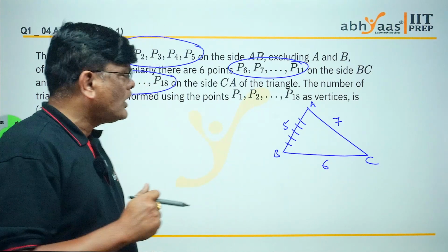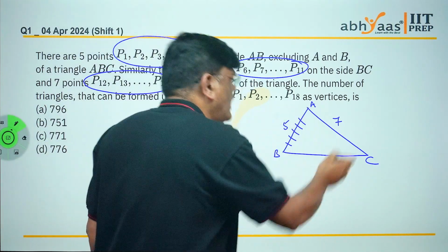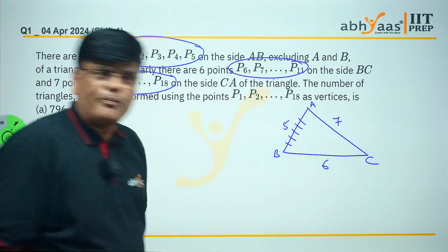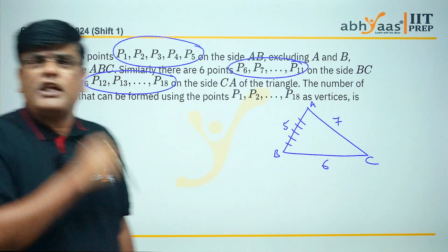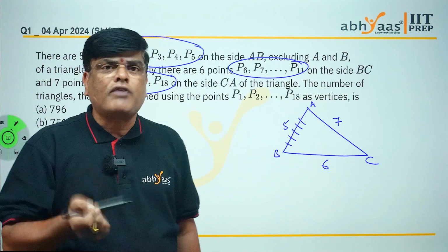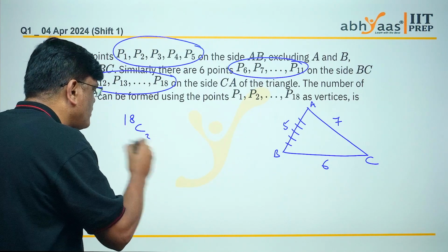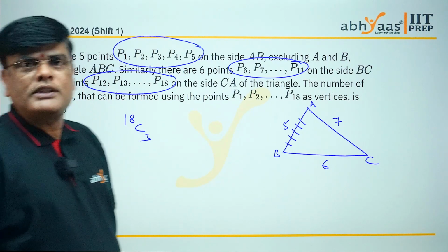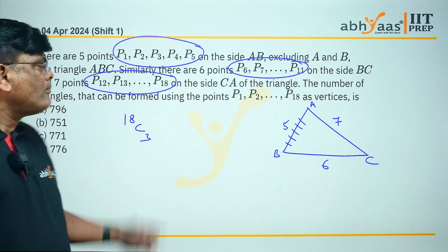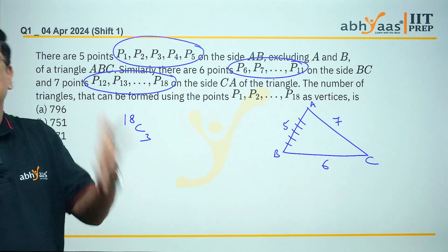Is it right? That means we have to select the 3 points. So if you observe, the total points here are 18. Now from these 18 points, how many triangles we can form? Right, 18C3. Is it right? That means we have to select 3 points out of 18. So total number of triangles formed are 18C3.